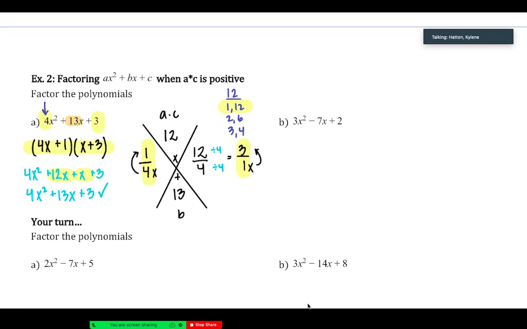And then for b, 3x squared minus 7x plus 2. So we want to check for greatest common factor first, meaning is there a number other than 1 that I can divide into 3, 7, and 2? And there's not, because 1 is the only common factor of those three numbers. So there's nothing I can factor out, so I can just go straight to the x method.